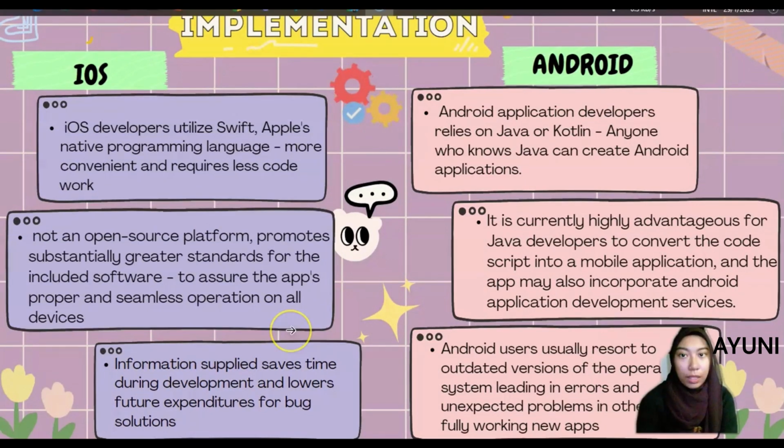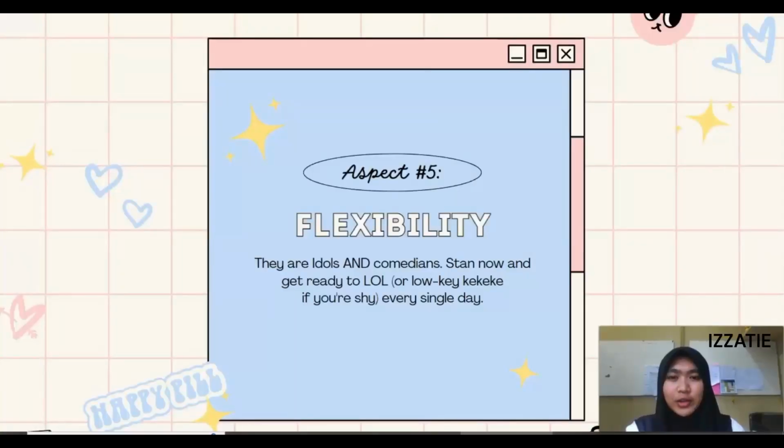Android. Thank you. Now I will pass to the next presenter, which is Izati, to explain about the fifth aspect. Thank you, Ayuni. Now proceed with the next criteria, which is flexibility.